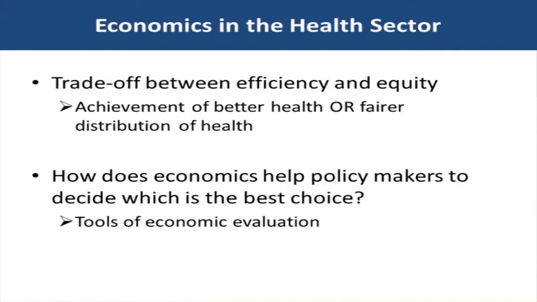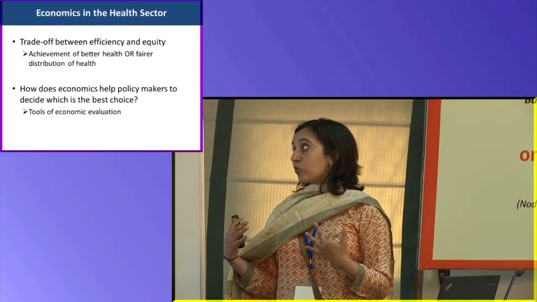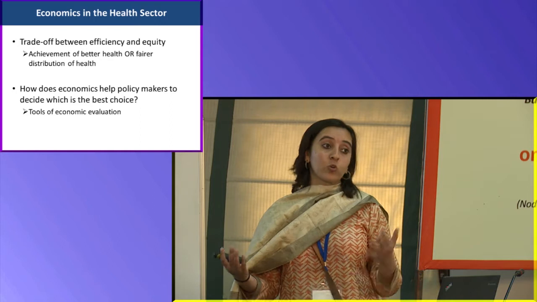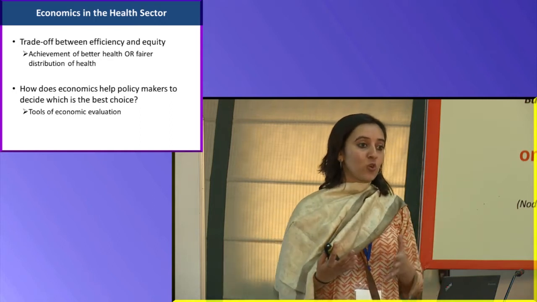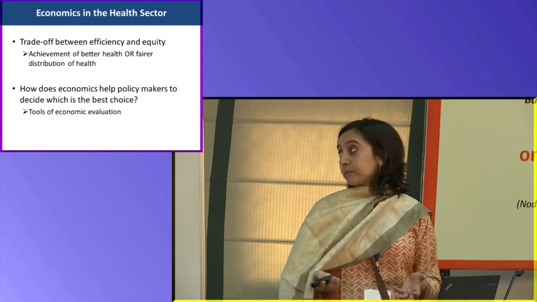We're also very interested in trade-offs. In economics, a lot of times we think in terms of substitution or in terms of trade-offs. Do we want efficiency versus equity? How do we obtain an optimal combination of the two? So, for example, do we simply want to improve or achieve better health, or do we also care about making sure that there is a fairer, more equitable distribution of health?